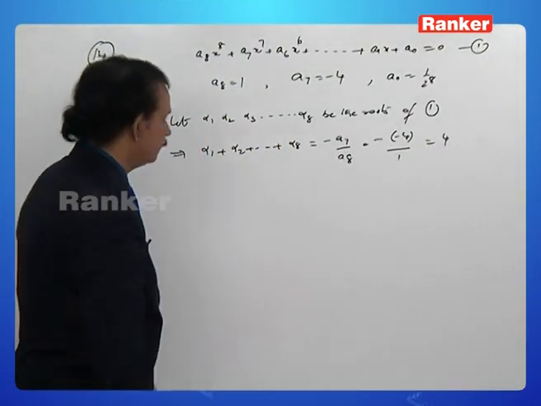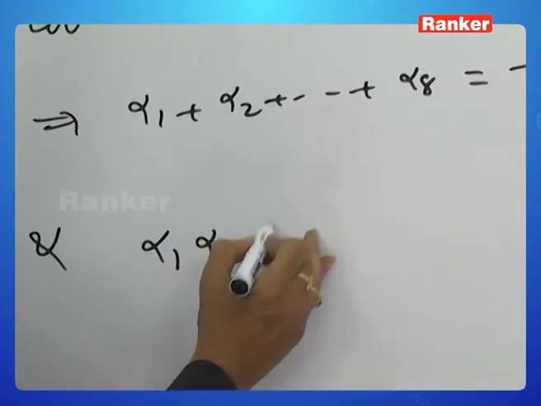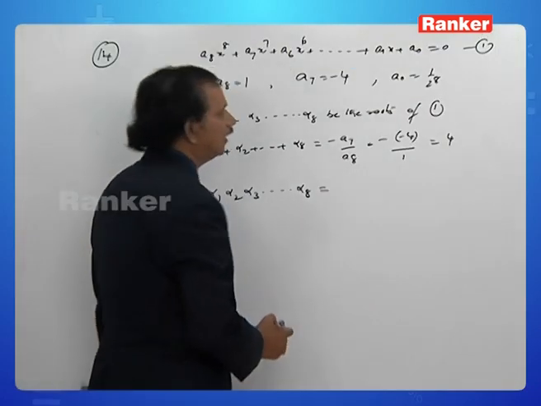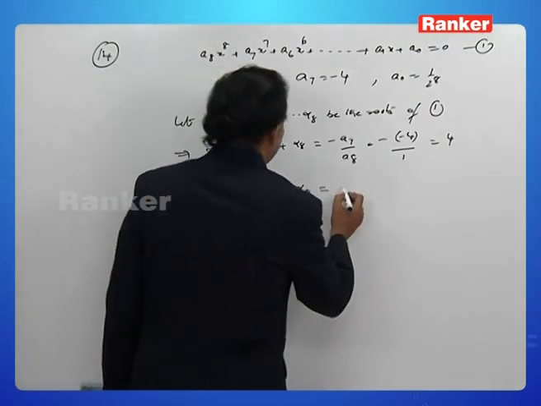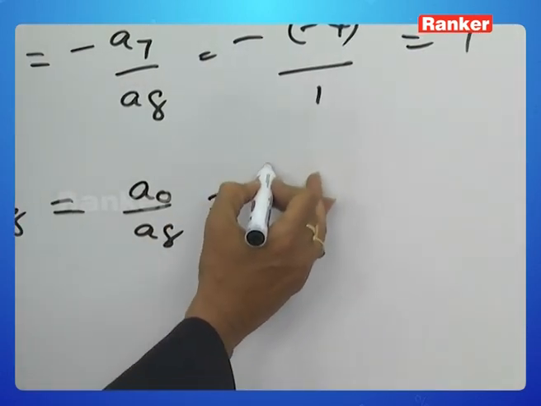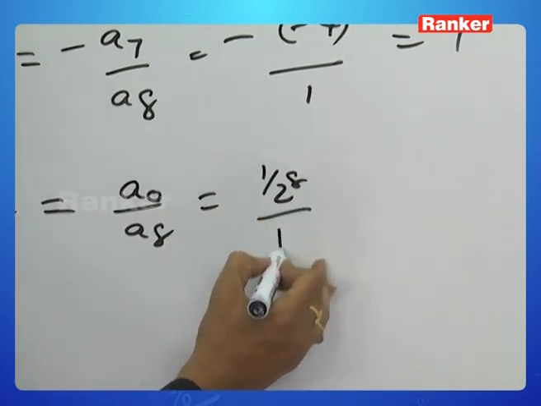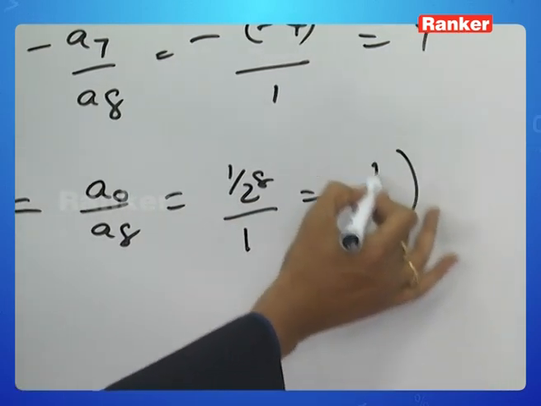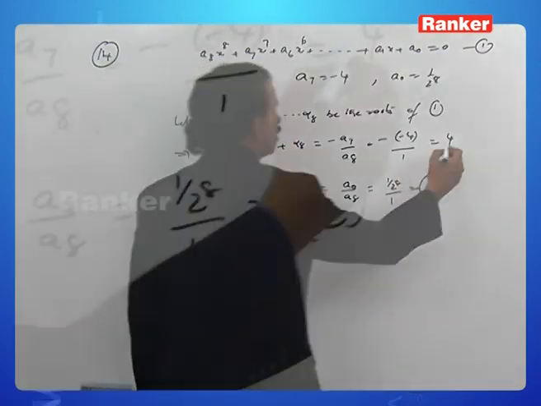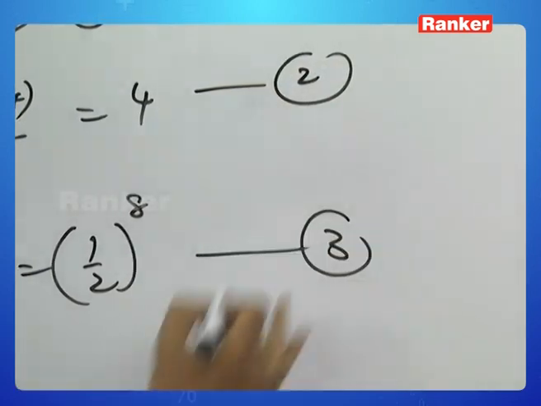Again, the product of the roots, alpha 1 into alpha 2 into alpha 3 into etc. alpha 8. How much will it be? This is A0 by A8. What is A0? 1 by 2 power 8. What is A8? 1. Hence it is half power 8. Let me call this equation 2. Let me call this equation 3.